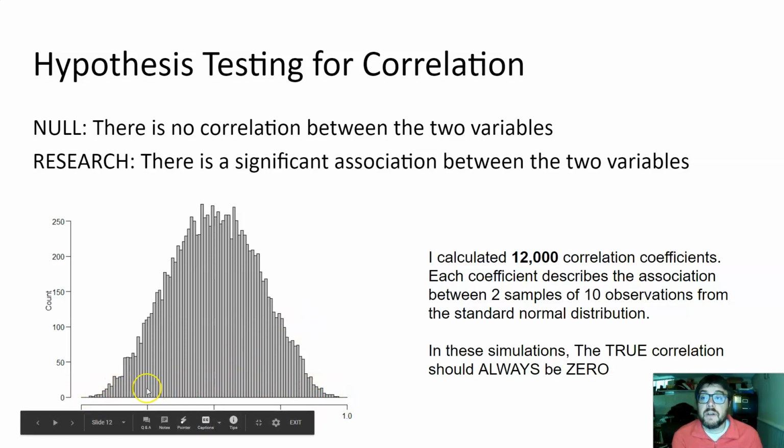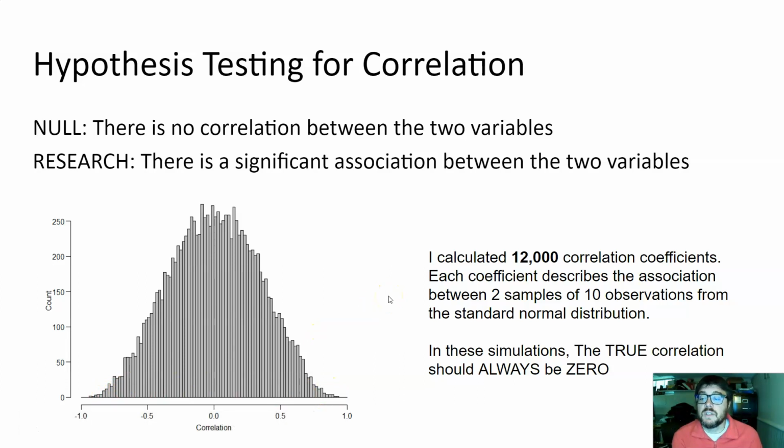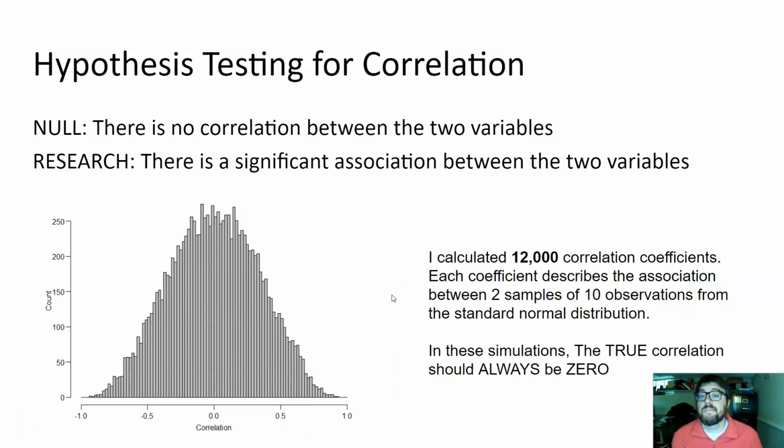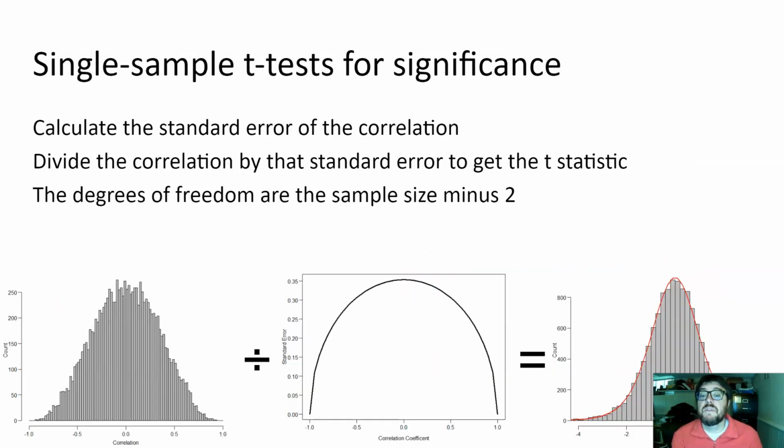So this is what we're talking about: even when the null hypothesis is true, that there is no relationship between the two variables, we will sometimes see a high correlation or a low correlation. So we need to compute a test statistic to see how much we believe that our particular correlation that we're observing is not just random chance. And we do that with a single sample t-test.